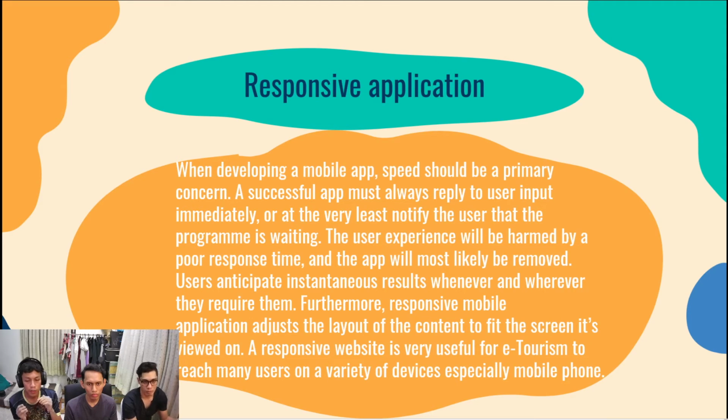Okay, when we talk about responsive, when developing a mobile app, speed should be a primary concern. A successful app must always reply to user input immediately, or at the very least notify the user that the program is waiting. The user experience will be harmed by a poor response time, and the app will most likely be removed. If we search or navigate in the application and we have a slow responsive application, the user will automatically uninstall the app or not want to use it anymore.